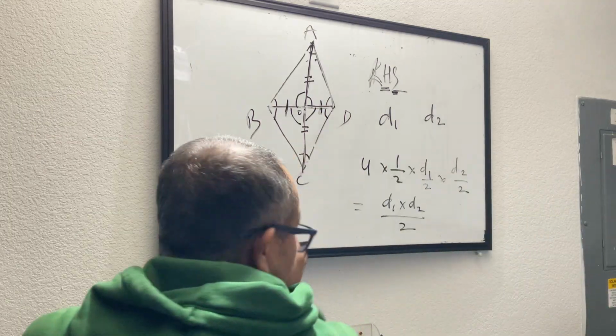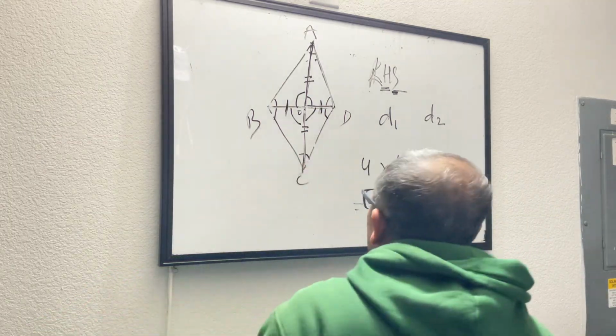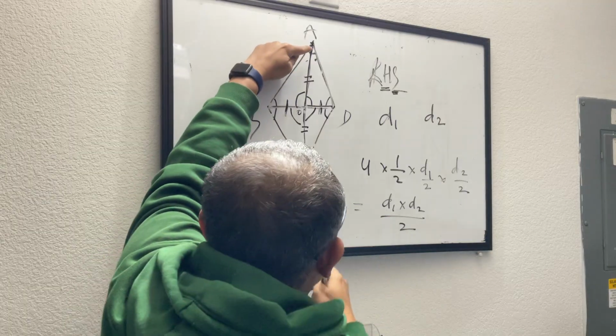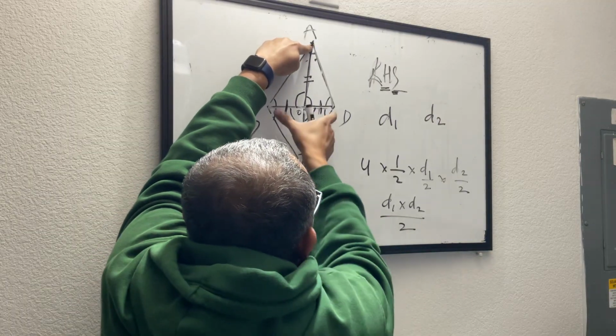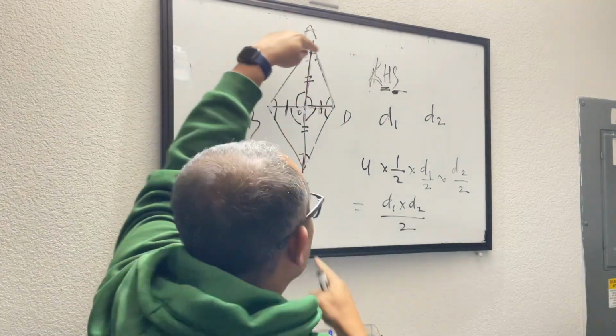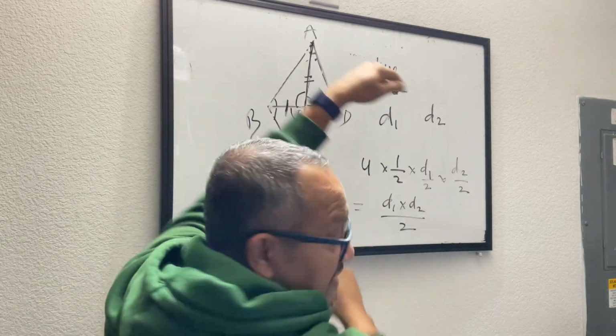Let's come back to this one. So this is a rhombus. What we knew is the two diagonals, the property of the rhombus says the two diagonals perpendicularly bisect each other.